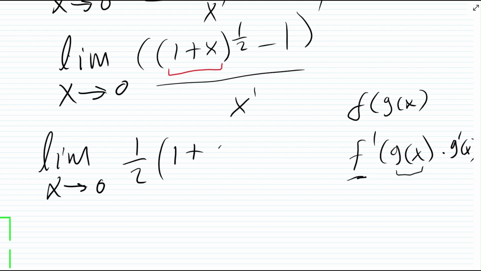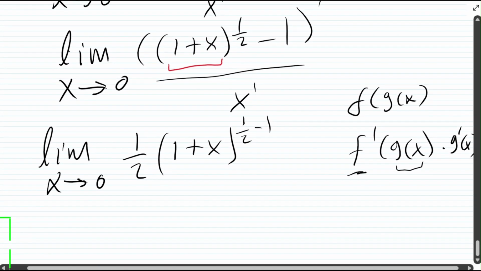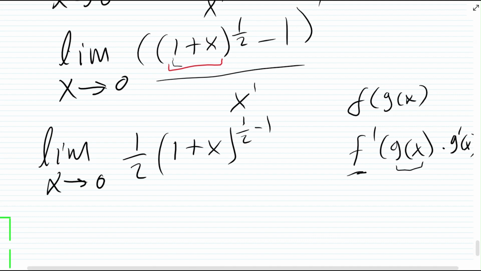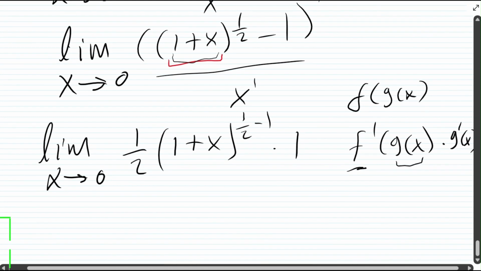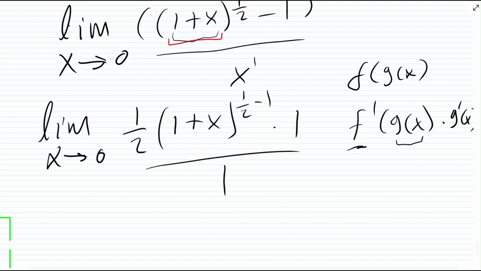1 plus x, 1 over 2 minus 1 from the exponent, times the derivative of the inner portion here, which is 1 times 1, all right? And the derivative of a constant is 0, so we don't need that. And also the derivative of x is 1.